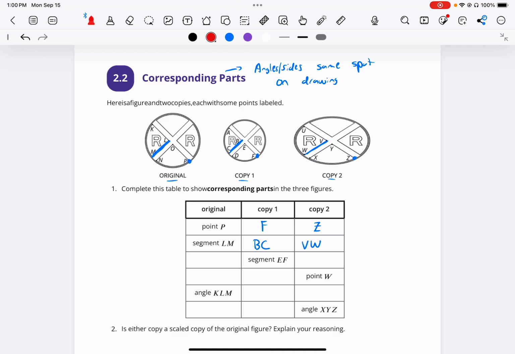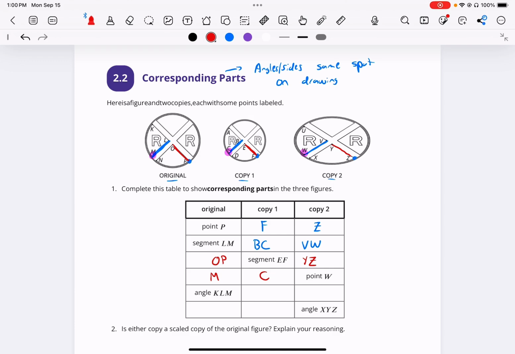Now segment EF is in the bottom slice and it's on the right in copy 1. So that will correspond to OP in the original and YZ in copy 2. Point W is on the left-hand slice and it's the bottom corner. So that will correspond to point C in copy 1 and to point M in the original.